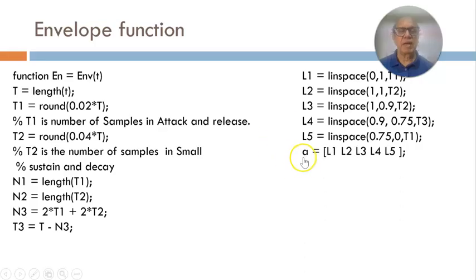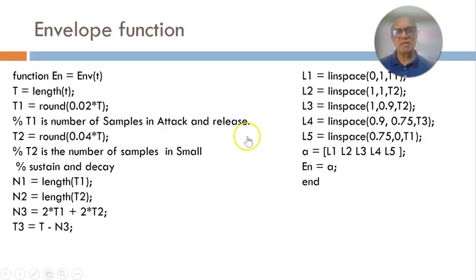Okay. And then you concatenate all these values L1, L2, L3, L4, L5 and then return it. So A is given by concatenation of all this. So this is return En is equal to A. Remember, left hand side in the function is En, so it must be defined. So En is set equal to A and then that is returned. So this is your envelope function.